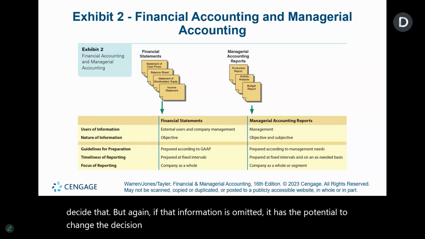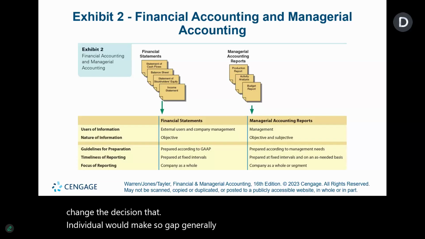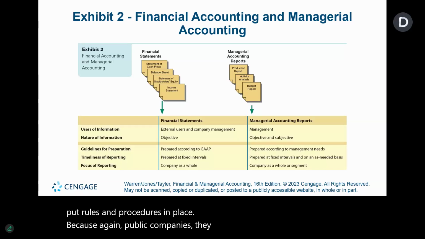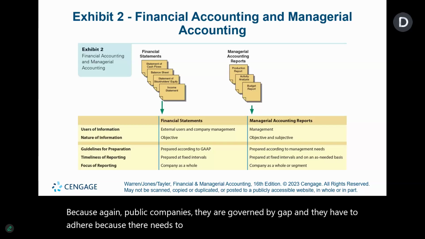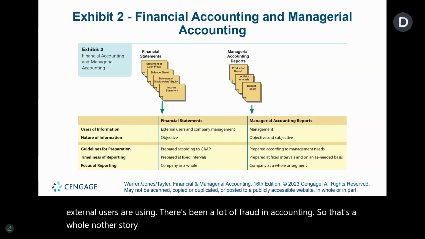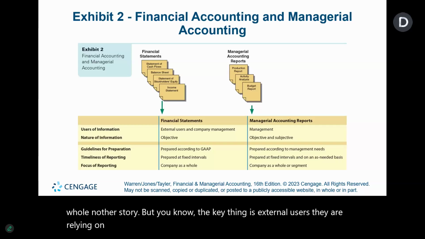But if that information is omitted, it has the potential to change the decision that an individual will make. So GAAP, generally accepted accounting principles, put rules and procedures in place because public companies are governed by GAAP and they have to adhere to it. There needs to be trust in the financial statements that external users are using. There's been a lot of fraud in accounting, but that's a whole other story. The key thing is external users rely on the financial statements to make decisions.